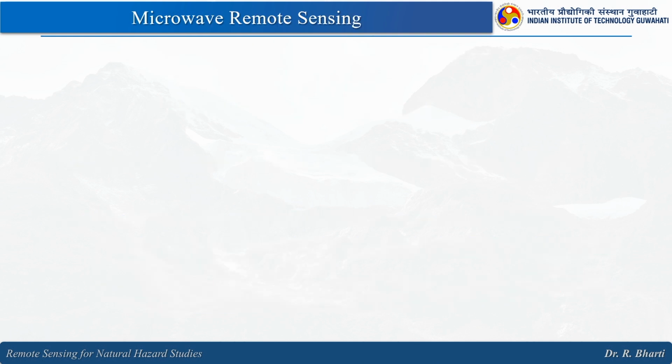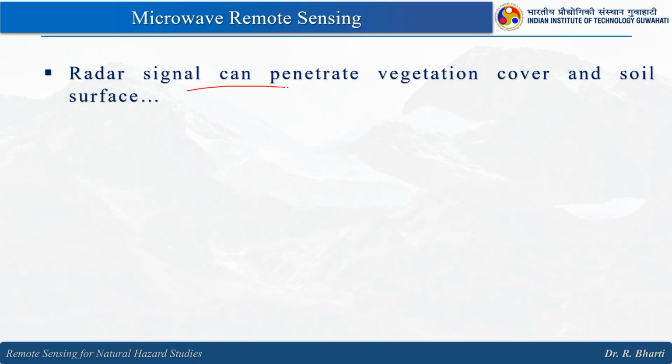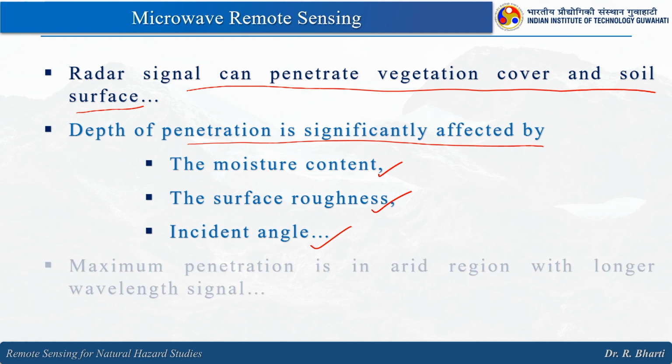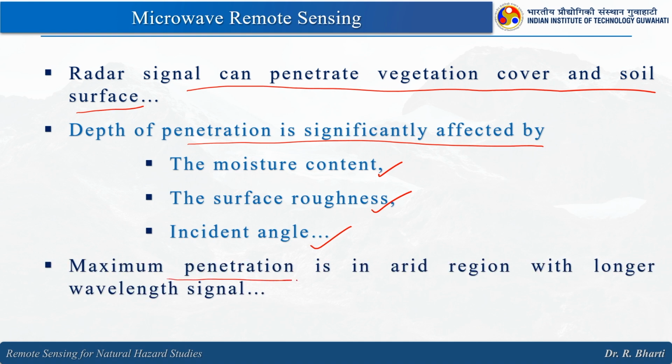of quantitative analysis. With microwave remote sensing, the radar signal can penetrate vegetation cover and soil surfaces, right. Depth of penetration is significantly affected by the moisture content, the surface roughness and the incident angle. Remember the geometry of the microwave remote sensing. Maximum penetration is in the arid region with longer wavelength signal.